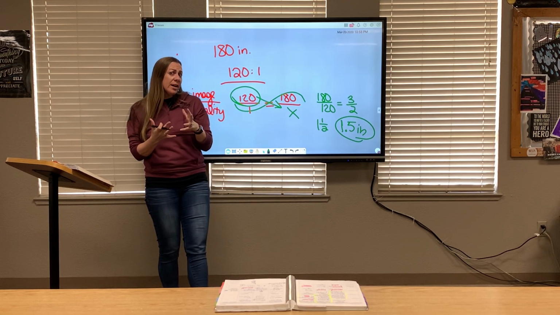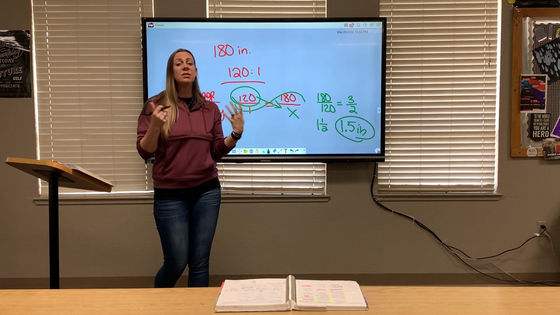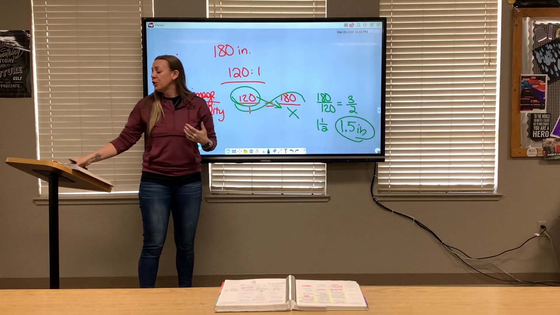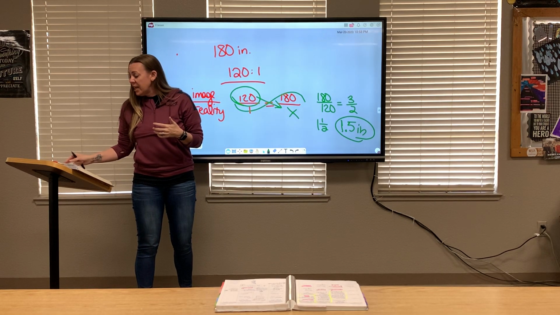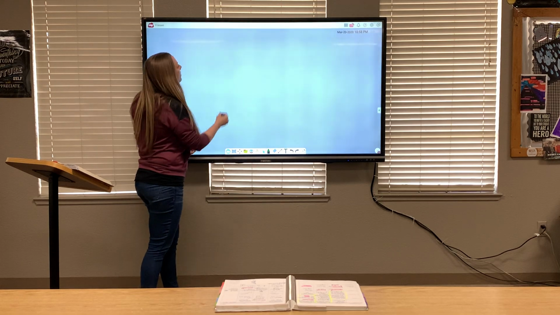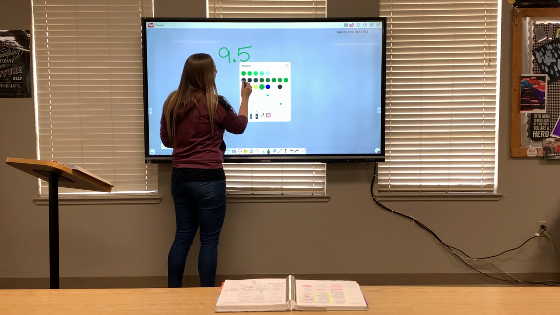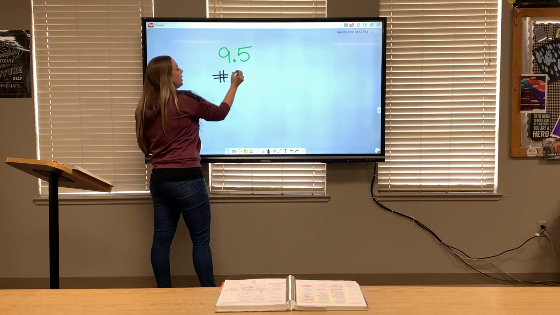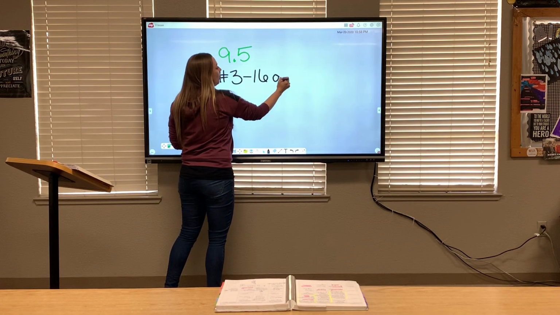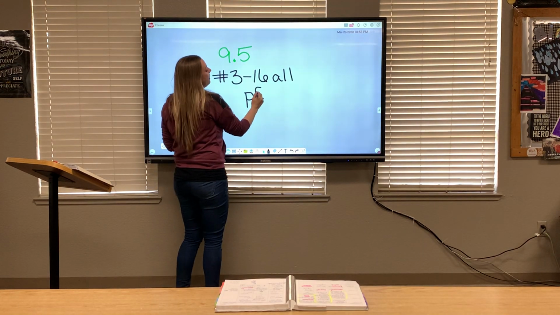So I hope that helps a little bit. I know these are kind of the same type of lesson, so that's why we're merging them together. Your assignment then for 9.5 is gonna be 3 through 16 all, okay? So 9.5 is numbers 3 through 16 all, and that's gonna be on page 543.